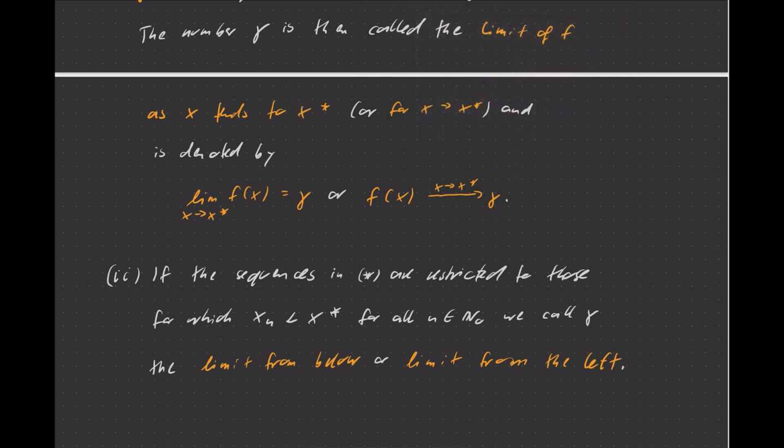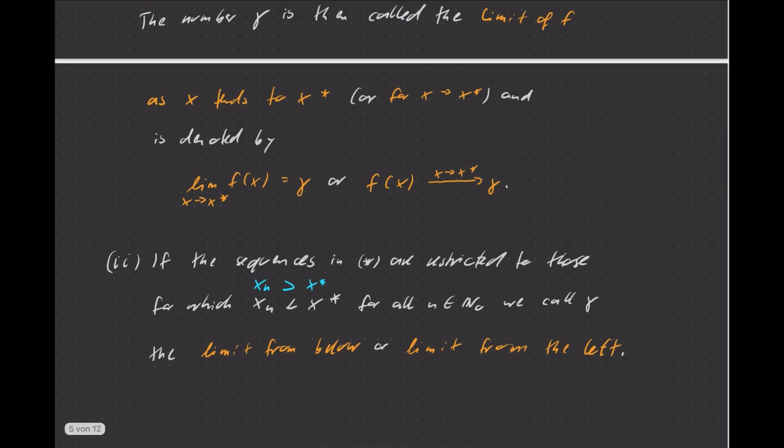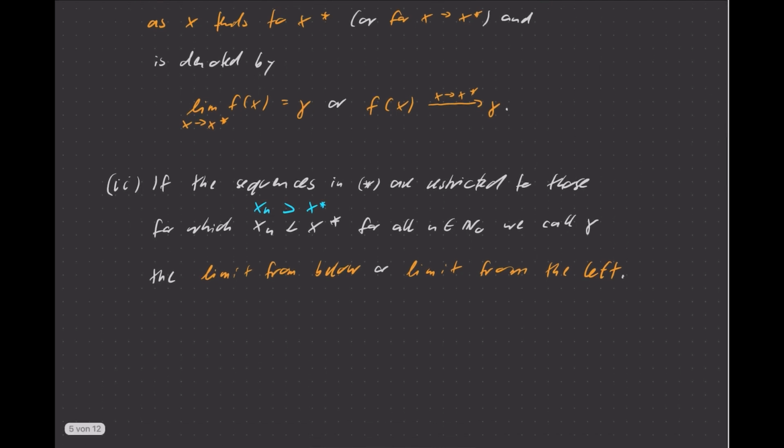And of course, the same notation can be made for a limit from above or limit from the right. What we need here is we need xn to be strictly greater than x star. And if that is the case, then we call gamma the limit from above, or limit from the right.